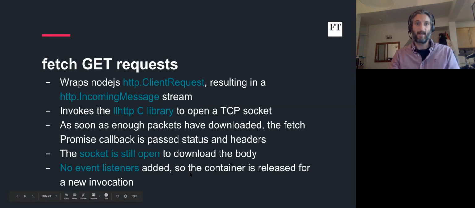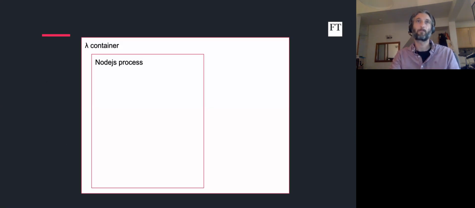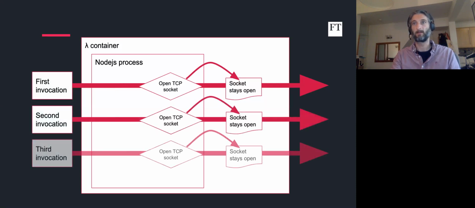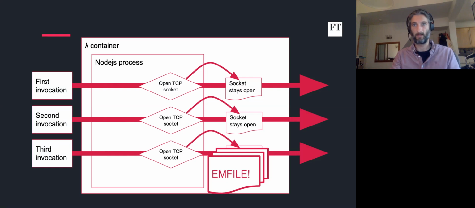But then, because it's a GET, we're asking the system to get us the entire body. So the socket stays open, waiting to download the body, but we haven't actually attached any callbacks to that. So there are no event listeners. Our function is returned, and we don't have any listeners waiting, so the container is released for another invocation. So this is roughly what's going on. We invoke the function, it opens a socket, and it stays open even after the Node.js process has exited. It keeps happening until eventually we blow that limit.